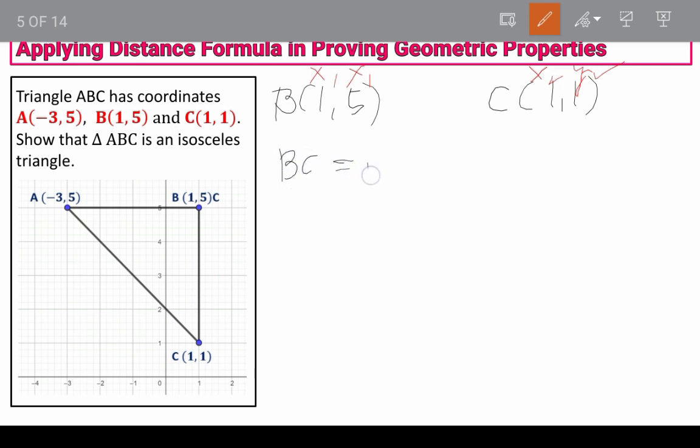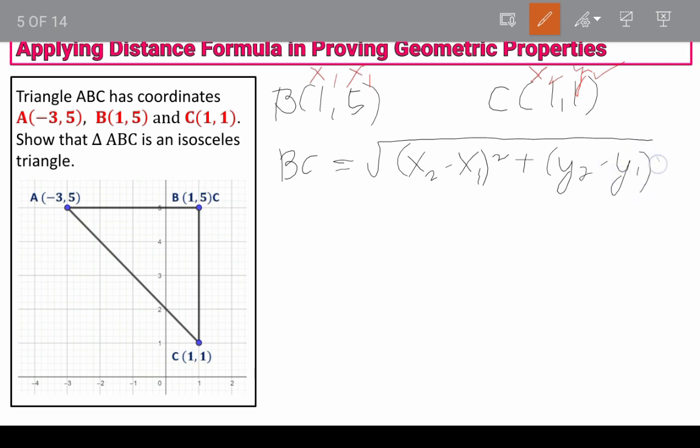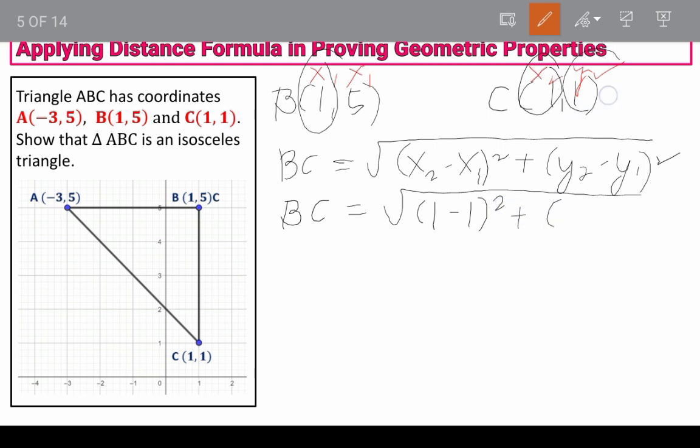BC is equal to the square root of the quantity x sub 2 minus x sub 1 squared plus the quantity y sub 2 minus y sub 1 squared. So let's substitute all the values. Your x sub 2 is 1, so you will write here 1, minus your x sub 1 is 1, so you will write here again 1, and squared. Plus your y sub 2 is another 1, minus your y sub 1 is 5. So you need to write here negative 5 and squared.